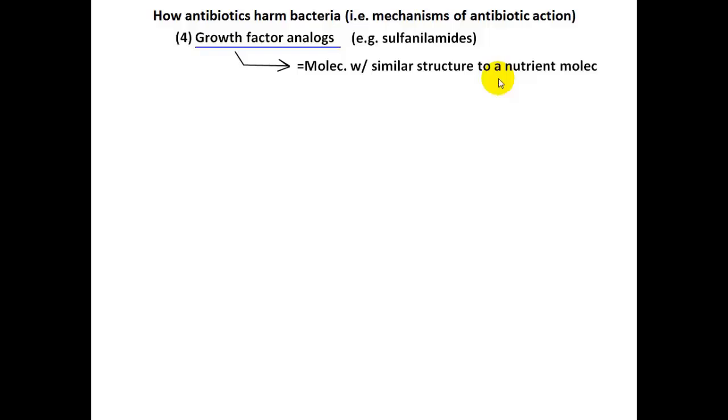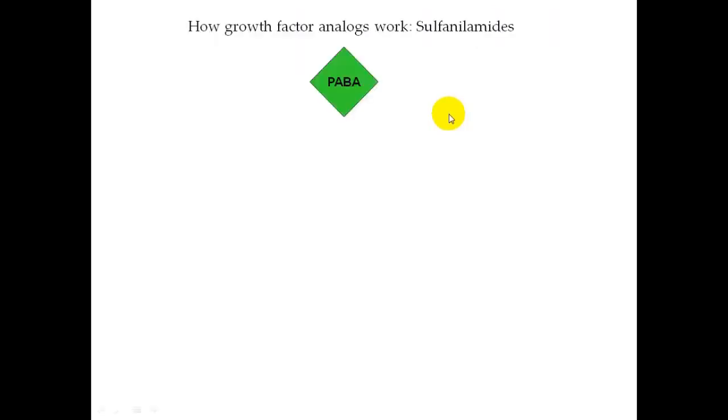Right, so say that a bacterial cell needs nutrient A in order to survive. Why would having a molecule that looks a lot like nutrient A be harmful for a bacterial cell? To explain, we'll show you an example of a growth factor analog, a sulfanilamide, and how it works. In doing so, hopefully it'll help make sense why something called a growth factor analog can be harmful to bacteria. So here we go.